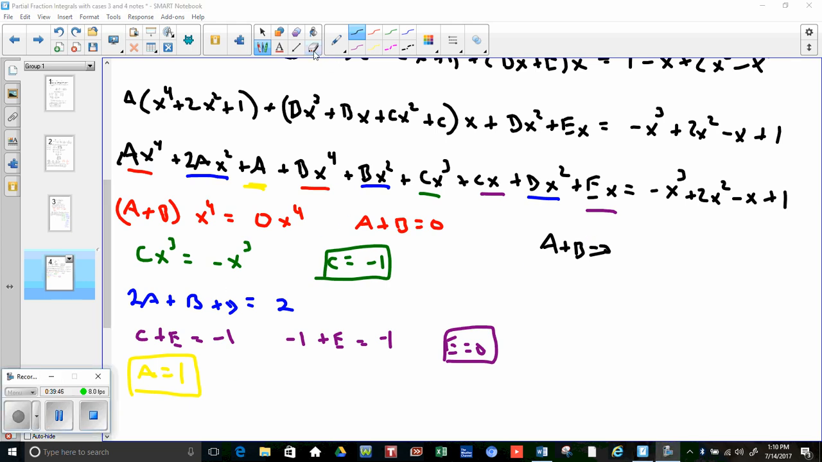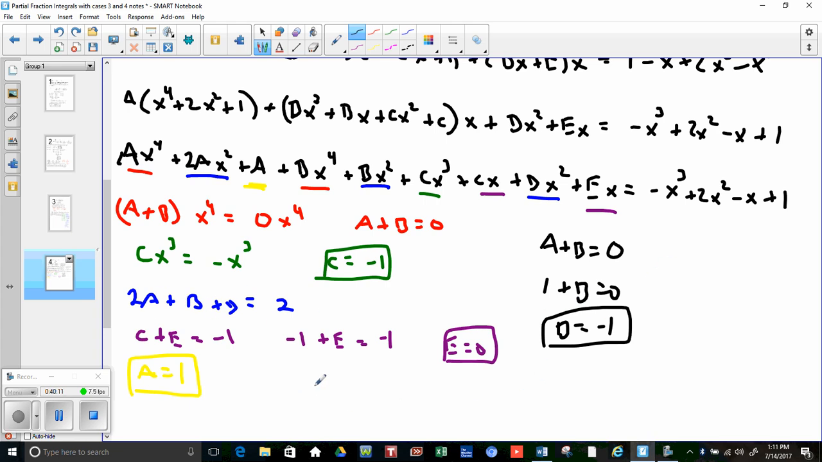Here, let's fix that 0. That doesn't look good. So again, we know a plus b equals 0. I know that a is 1, so that means b equals -1. And now that I know b equals -1, I know a and b, so now I can find d.